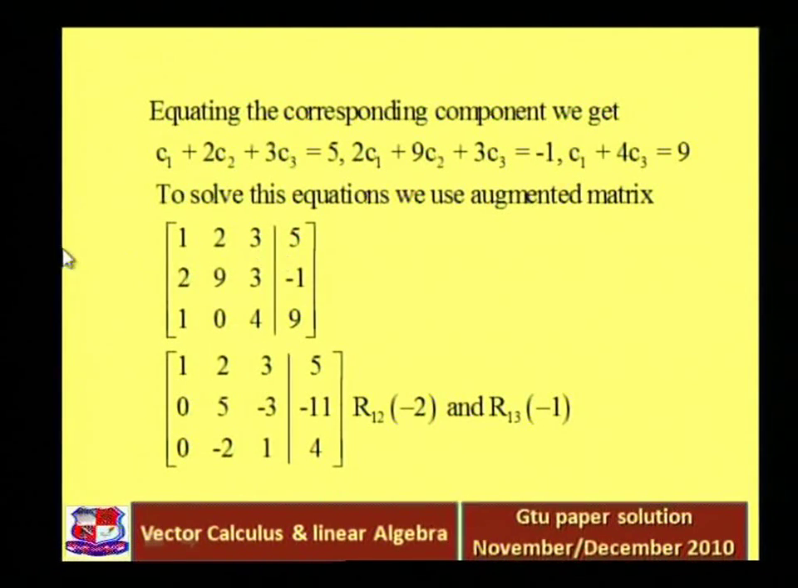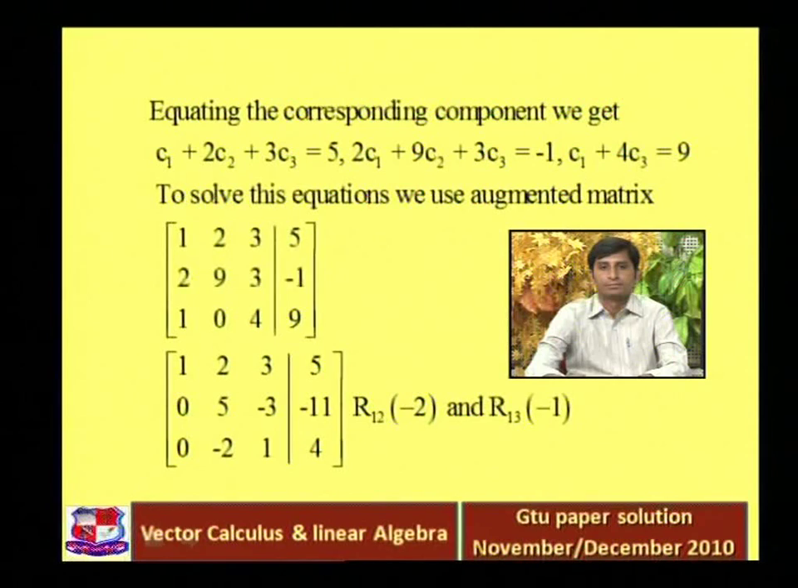Now to solve these equations, we use an augmented matrix, right? Here is the augmented matrix. The first row is coming from the first equation: the coefficients of c1, c2 and c3, that is 1 2 3, and then 5. Then the second row is coming from the second equation: 2 9 3, and then -1 on the right hand side. And the third row is coming from the third equation: 1 0 4 9.